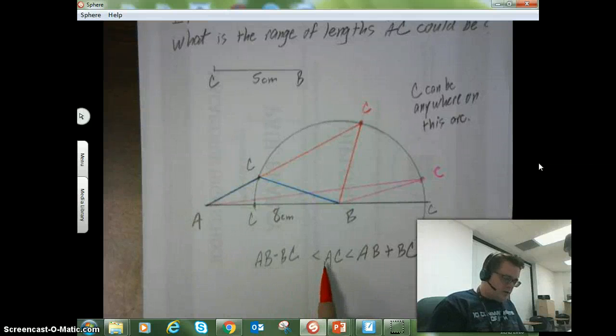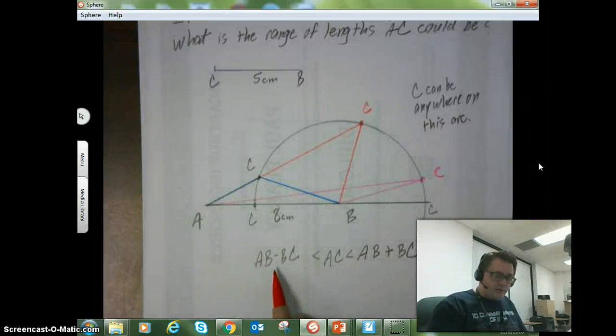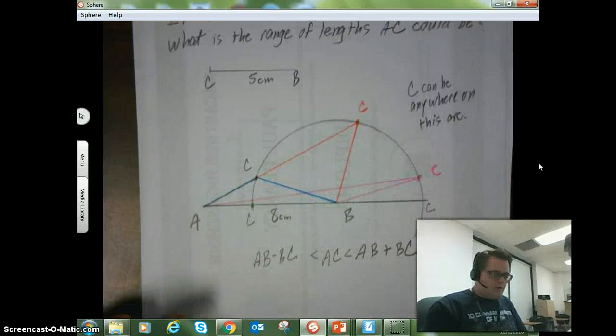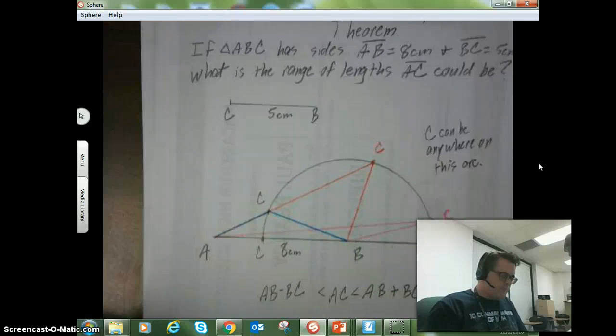We say that the range of numbers that the third side could be has to be greater than the difference of the two known sides, and less than the sum of the two known sides. So that's one of the first things we look at when we're talking about the triangle inequality theorem.